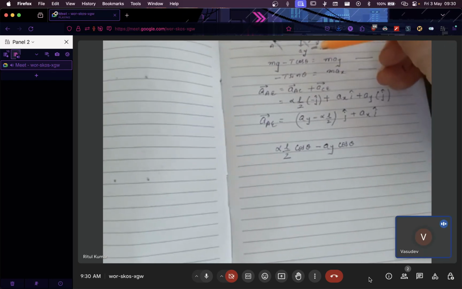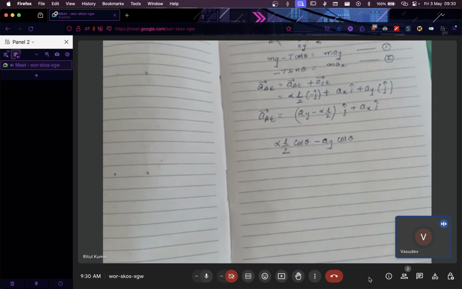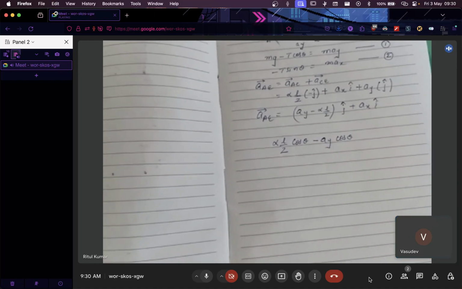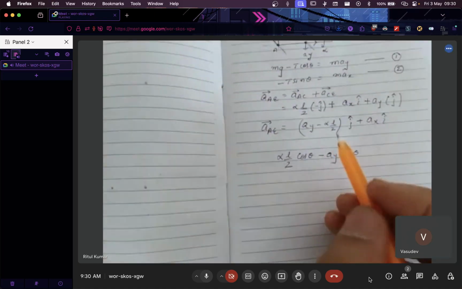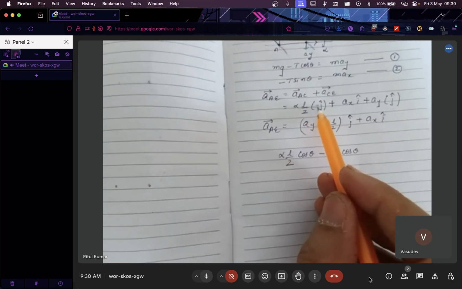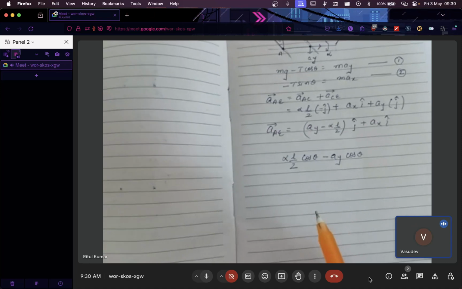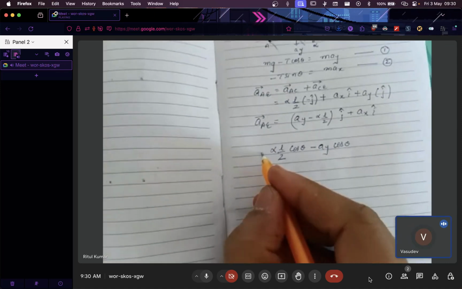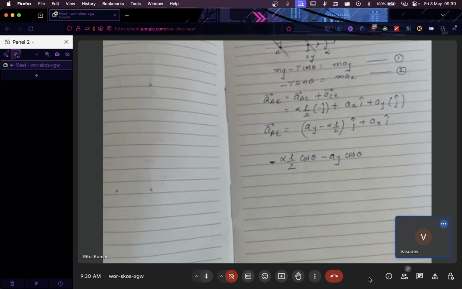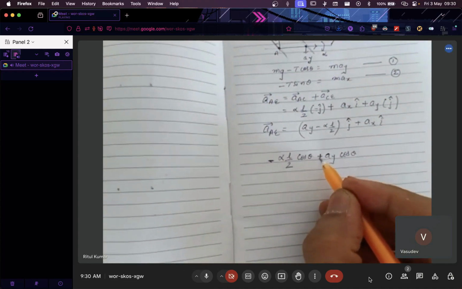Just one second. Shouldn't alpha L by 2 cos theta be negative because you've taken downward to be positive? I have taken downward to be positive, right? So alpha L by 2 is negative only. I mentioned minus. That's not what you've written in the last line. It should be minus alpha L by 2 cos theta plus AY cos theta. Correct, and then this will be positive.